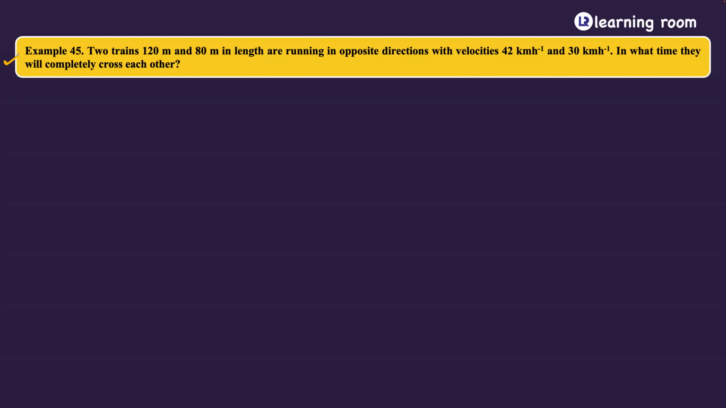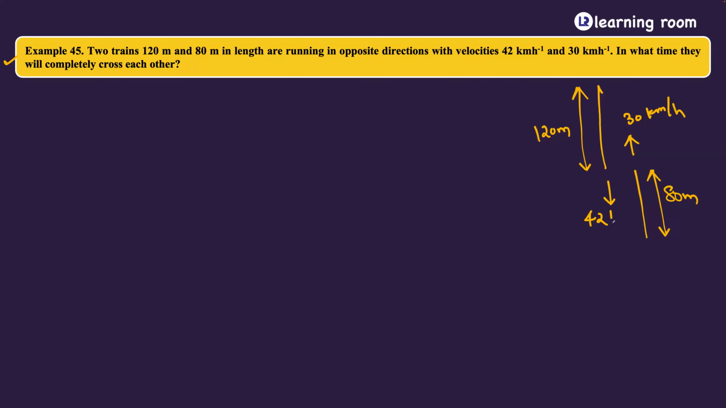So tell me one thing. Observe. Let's say this is train A, which is having a length of 120 meters. Let's assume that it is traveling in this direction. They told opposite, they didn't tell which one is in which direction. Let's say the second one is starting here and its length is 80 meters. This is traveling in this direction. So what is the speed of this? This is 42 and here it is 30. Remember, they are in kilometer per hour.